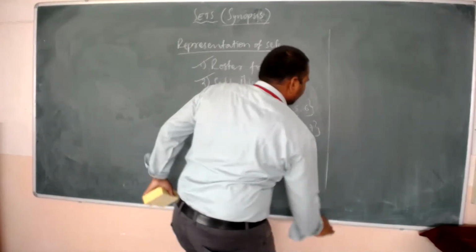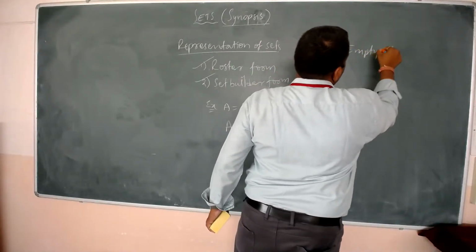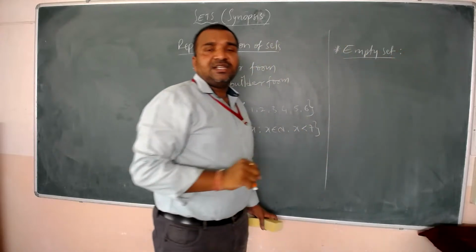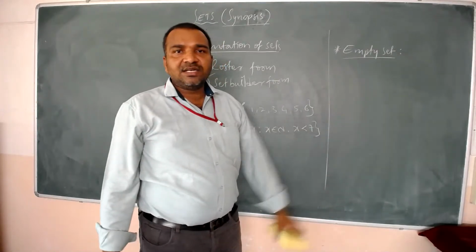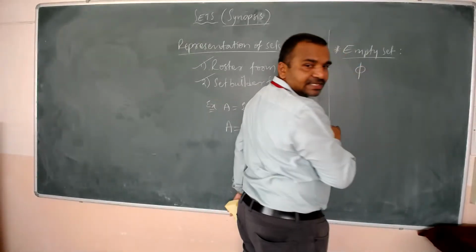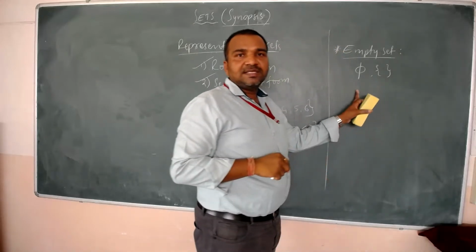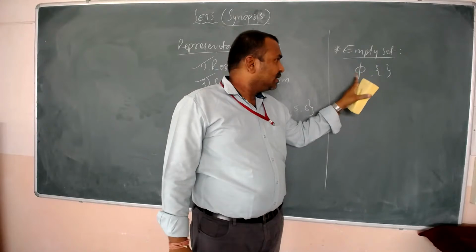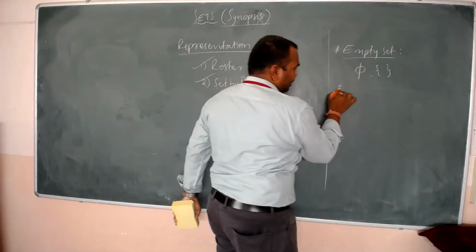Next one, empty set. Empty set means a set which does not contain any element. In general, the empty set is denoted by the symbol phi or by empty braces. Both are the same. This is the symbol for representing the empty set.